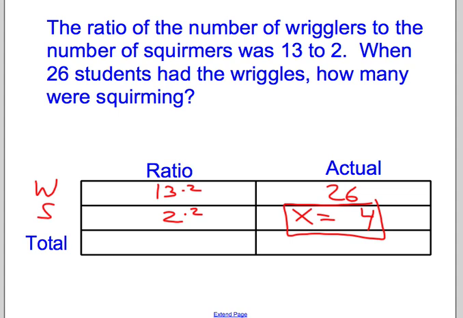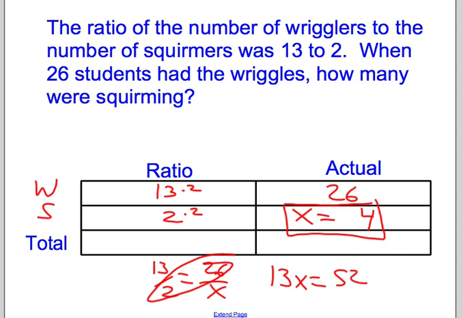Now if you can't remember to do that, then you can always just take 13 over 2 equals 26 over x, and then solve it as a proportion. 13x equals 52, and then divide by 13. Still gives you 4. Either way is fine. I think the shortcut way works almost always on this in the book, but not always.